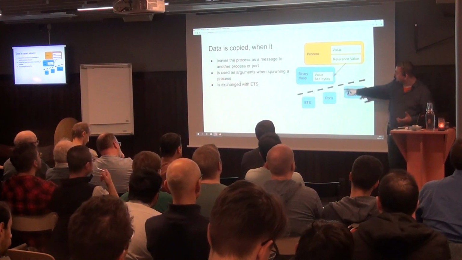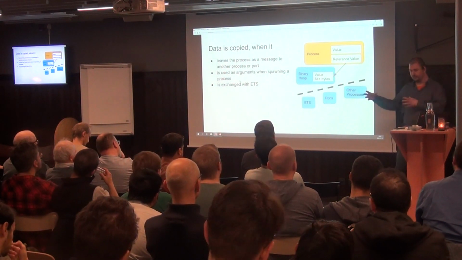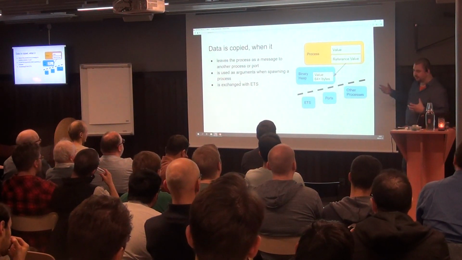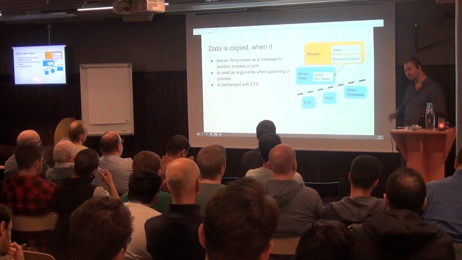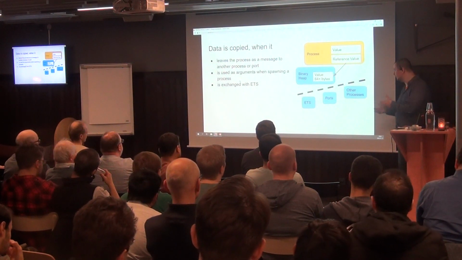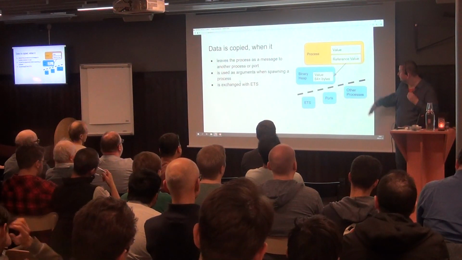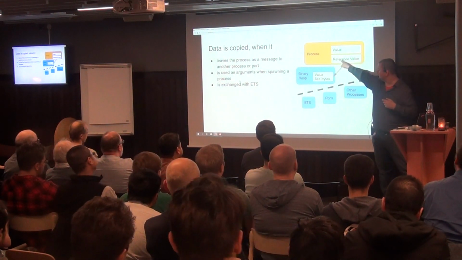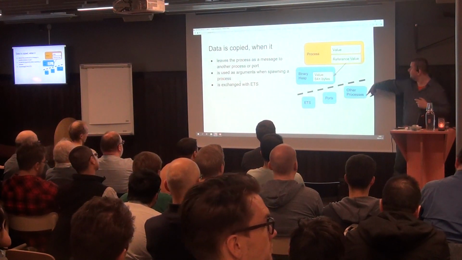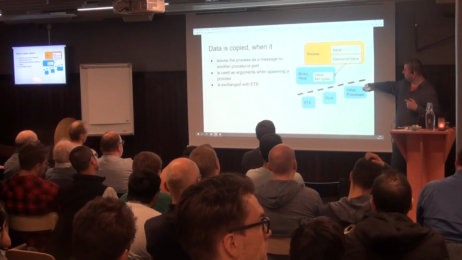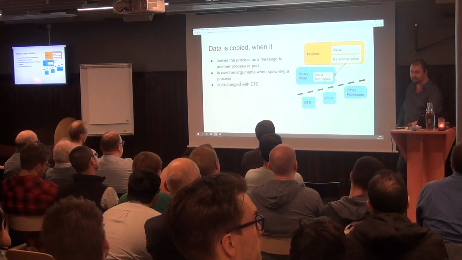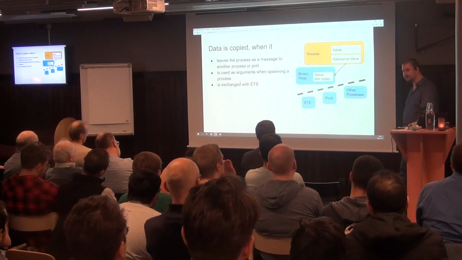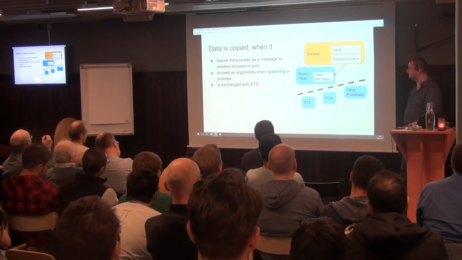If you write something to an ETS table, the value will be copied in and out. If you spawn a process and pass it some big value, the copy will be given to the process. So anything that crosses the border between your process and other processes will be copied. Sometimes it's not what you want. It's transparent, you will not notice, but you might notice a performance hit, because a full copy is expensive.